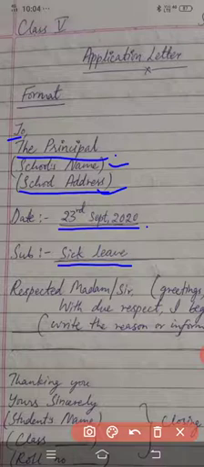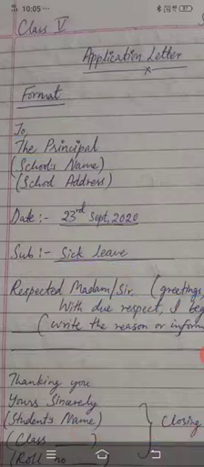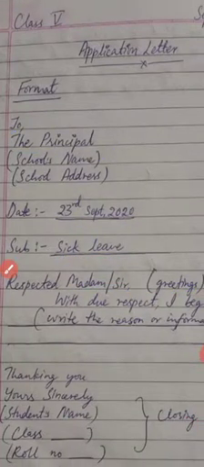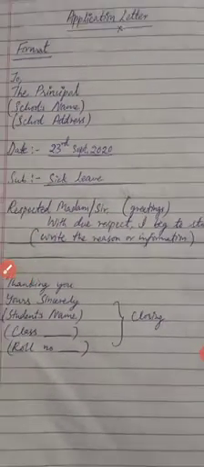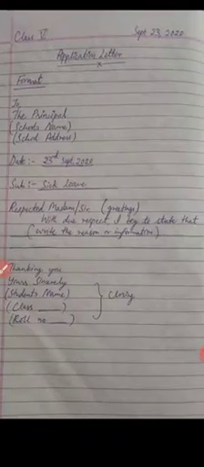Okay, and then we have greetings here. This is greetings, right? So respected madam, if it's a female, you can say respected madam. If it's a male, you can say respected sir. In our case we have a female principal here, right? Now what do we have to write?